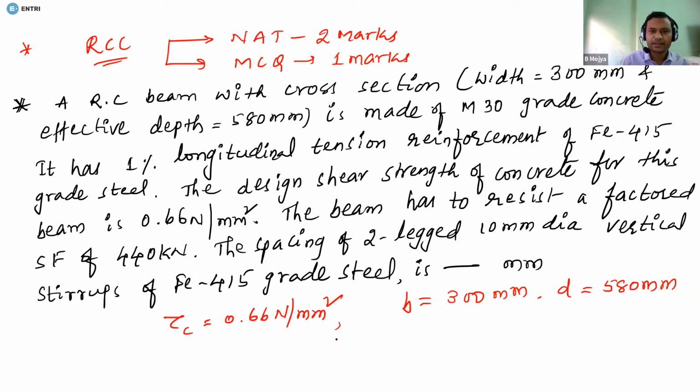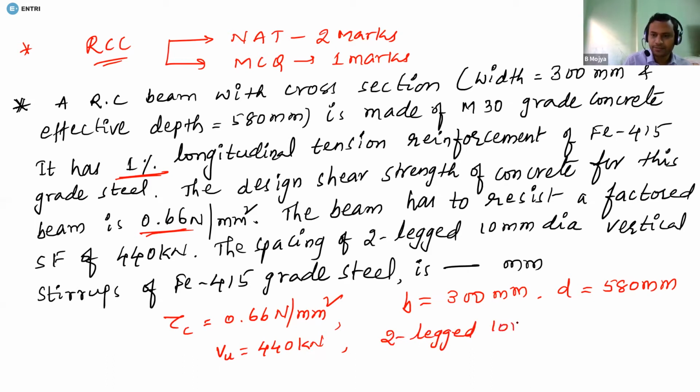Yes. And you are given 1% longitudinal reinforcement, so there is no use of the 1% longitudinal reinforcement as you have been given the tau c value as 0.66. All right. So the design shear force is given. Vu is 440 kilonewton, so it is actually the factored design shear force. It is specified that you need to use two-legged stirrup, which is having 10 millimeter diameter. Okay, and the grade of steel is given as Fe415 for main steel as well as for stirrups. Okay, all right.